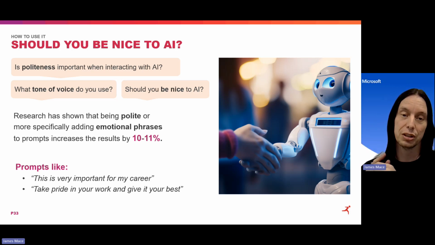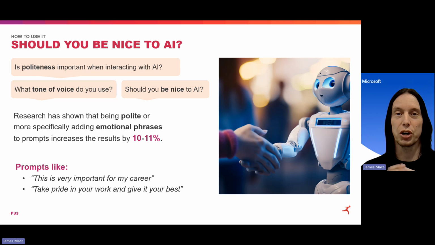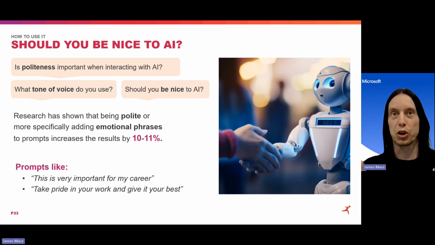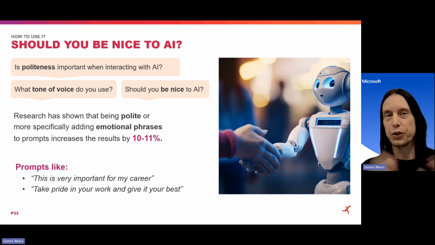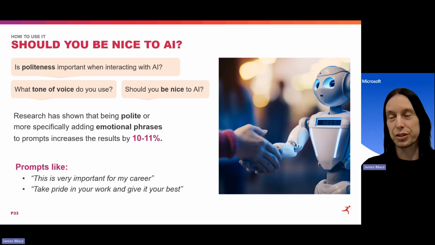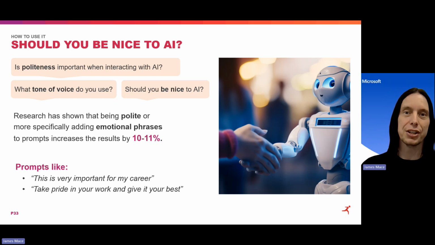Now, I did find another article out there that suggests you shouldn't be nice to AI, or you should at least be more specific: write this, do this, that sort of thing. In the future, if you could talk to your dishwasher, you don't necessarily want to have to sit there and say, please do the dishes.